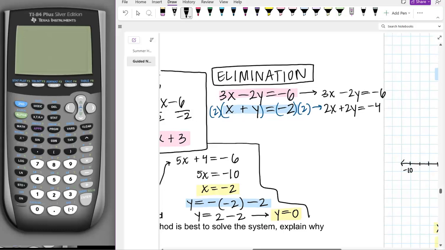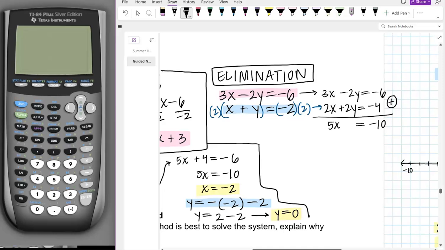Sometimes you have to multiply both equations. In this case, you only needed to multiply the second equation. Once you have opposite coefficients, you add the two equations together. 3x plus 2x makes 5x. Negative 2y plus positive 2y makes 0y, which is eliminated. And negative 6 plus 4 makes negative 10.